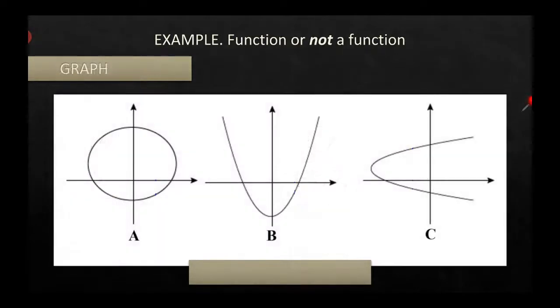Now, let's proceed. What if we are asked to determine if the given graphs are functions or not? Basically, the step to determine if a graph is a function or not is the vertical line test. What do we mean by the vertical line test? We simply need to construct a vertical line. For example, for graph A, construct a vertical line and observe that this line intersects our graph at 2 points. Therefore, A is not a function.